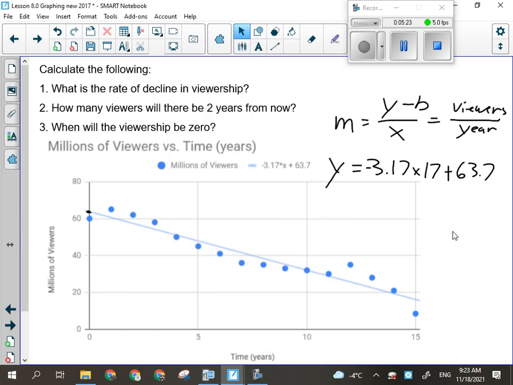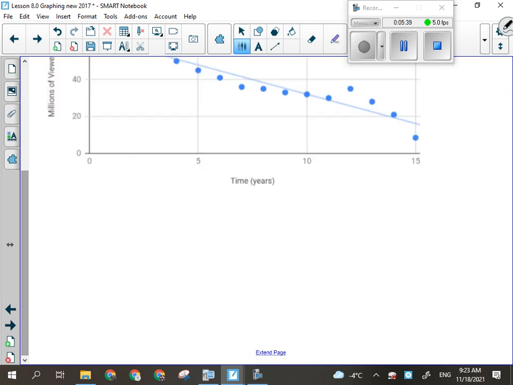When will the viewership be 0? When means I'm solving for what? Time. So I'm looking for an x, and what y value am I going to use? 0. So y is going to be 0, and I'm solving for x. I've got y equals m times x plus b, and I've got to solve for x. So I'm going to go y minus b divided by m equals x.